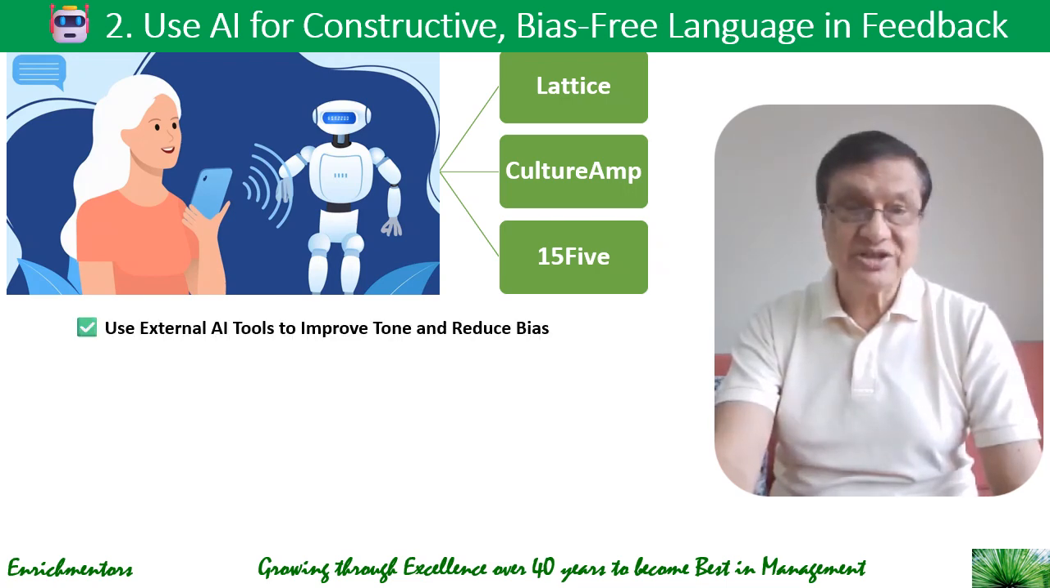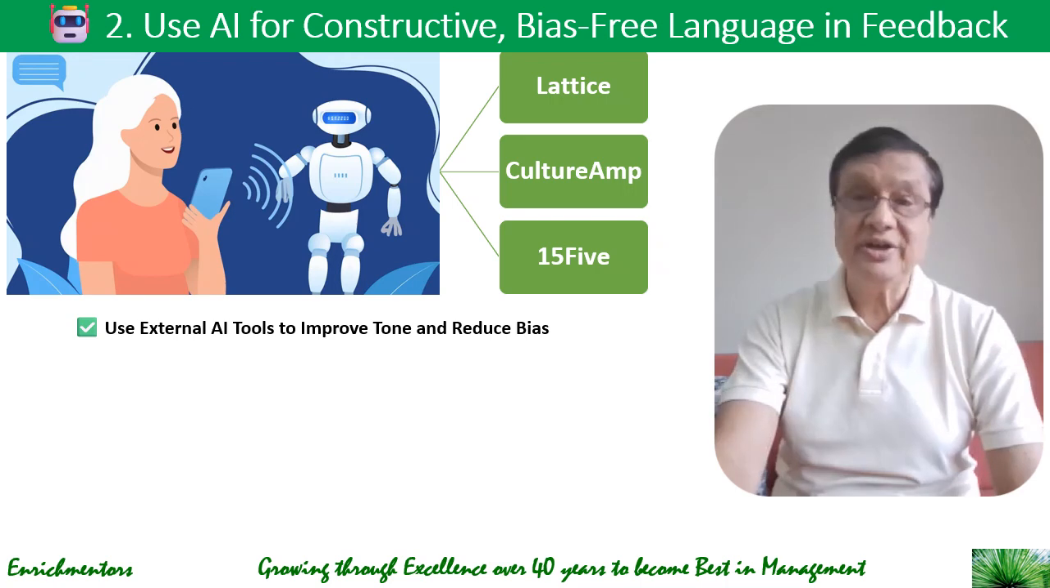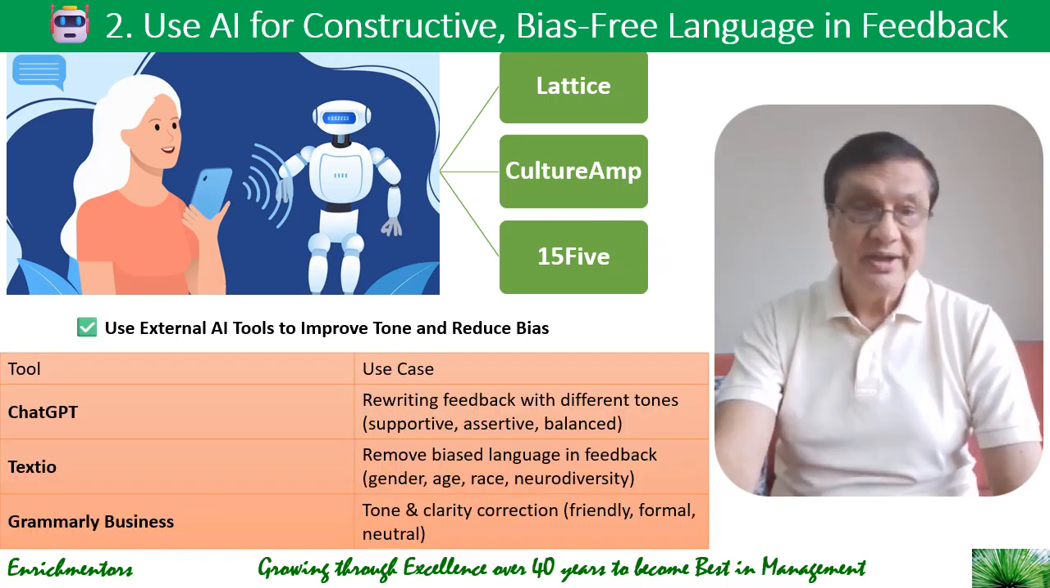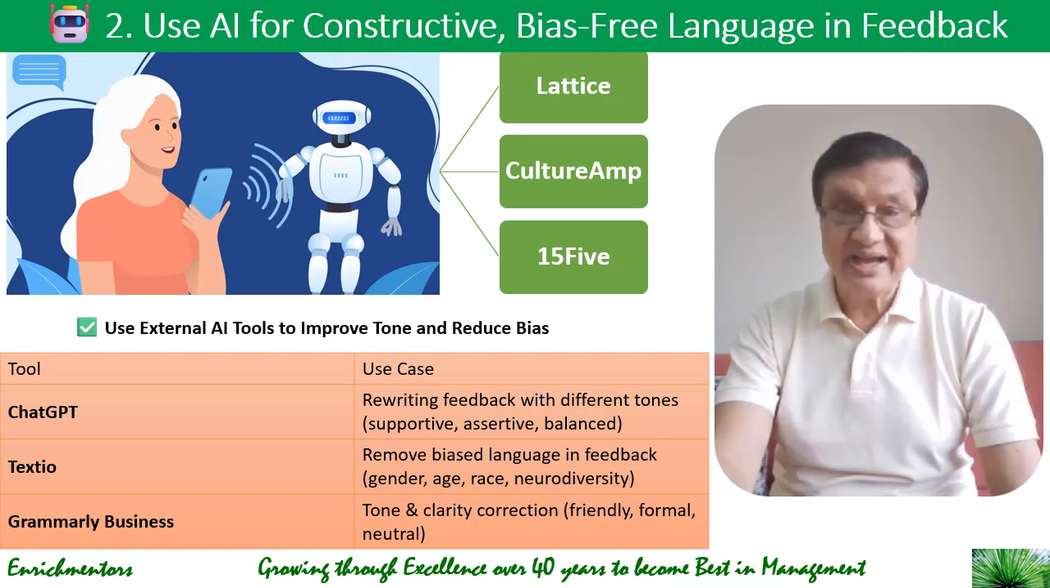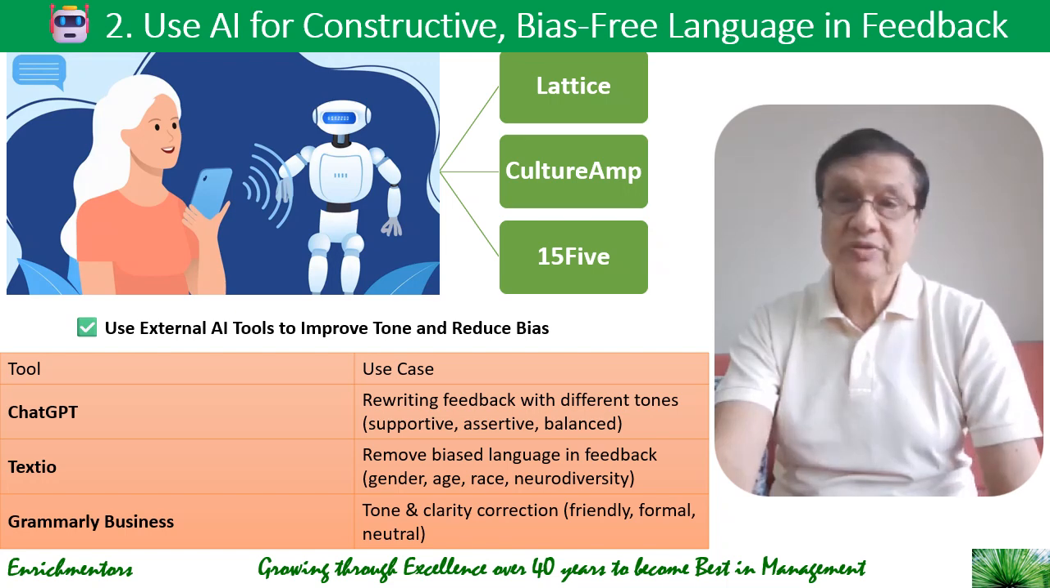Now, there are also external AI tools to improve the tone and reduce the bias in the feedback. There is ChatGPT, obviously, that can rewrite feedback in different tones like supportive, assertive, or balanced. Then there is Textio, which can remove biased language in feedback, like gender, age, race, neurodiversity, etc. And then there is Grammarly Business, which has a tone and clarity correction feature with which it can write friendly, formal, or neutral feedback.